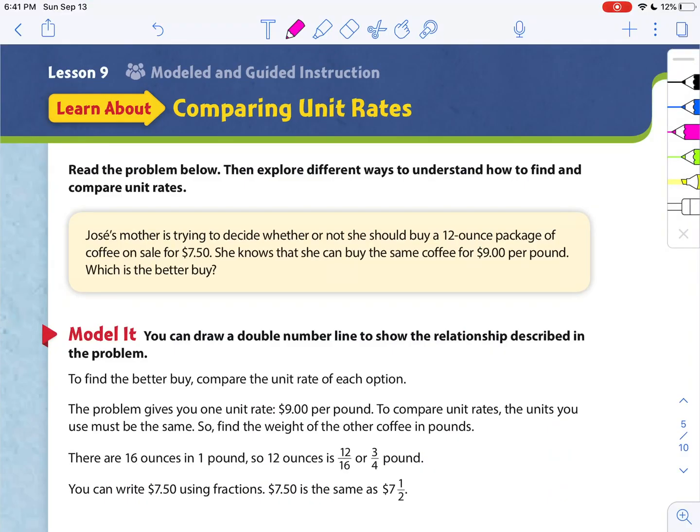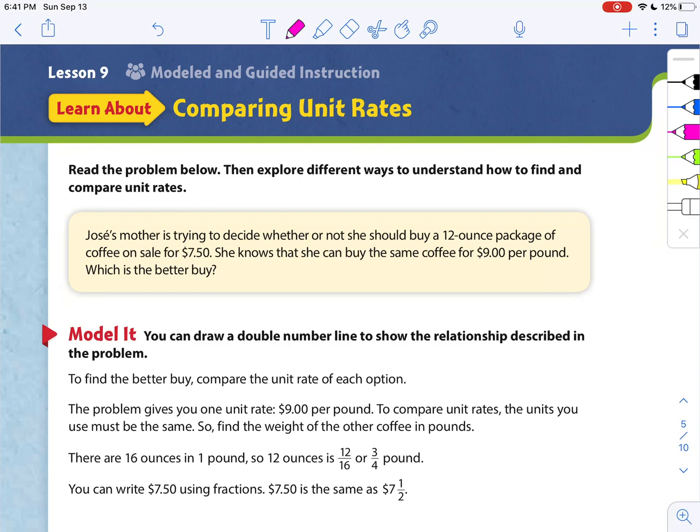In this video, we're going to look at comparing unit rates now that we know a little bit more about finding unit rates, especially when we have complex fractions. So we're going to start by reading a problem, and then we're going to explore a few different ways we can understand finding and then comparing our unit rates.